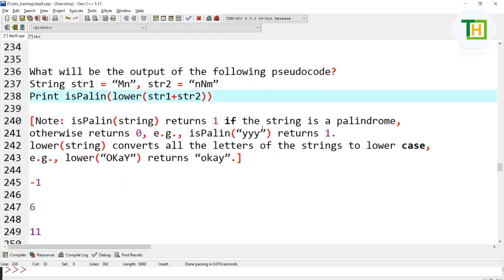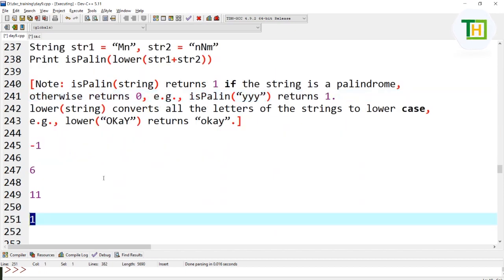Then if it is a palindrome, 1 is going to be returned here. That's why the answer is going to be 1 here. Clear everyone?